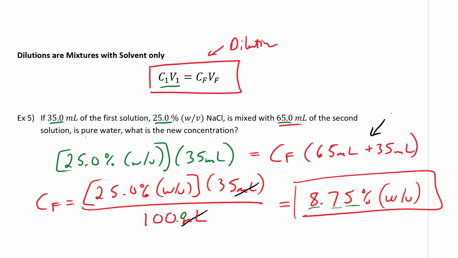One thing to take note is your VF. Because we removed the C2V2, V2 won't be in the formula. So you'll have to add up your V1 and your V2, even though V2 won't be in the equation anymore. Don't forget that.